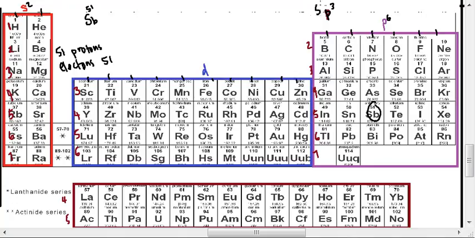So let's see, 5p3, this one right here is 4d10. This one goes back to 5s2, and now I'm over here, 4p6, 3d10, 4s2, 2p6, 2s2, and 1s2. And that's how you do it. You just kind of work your way down backwards.